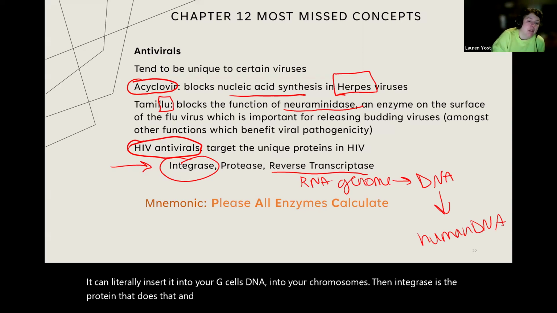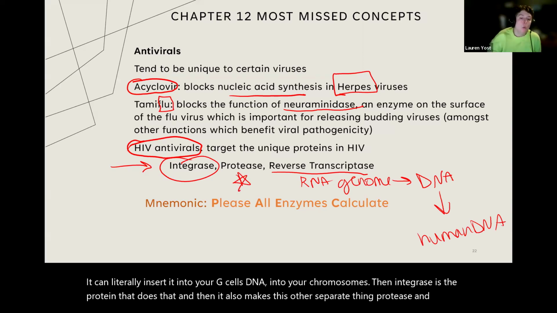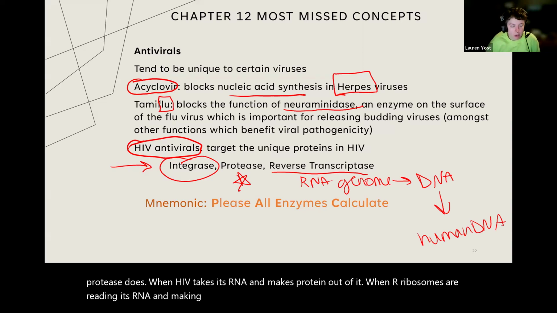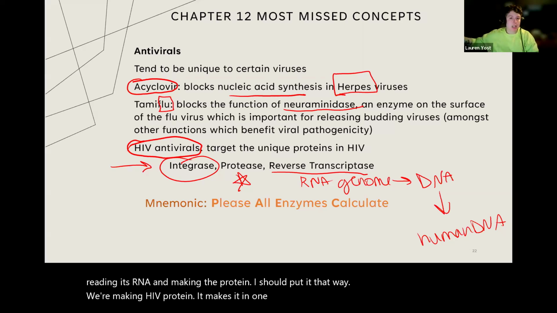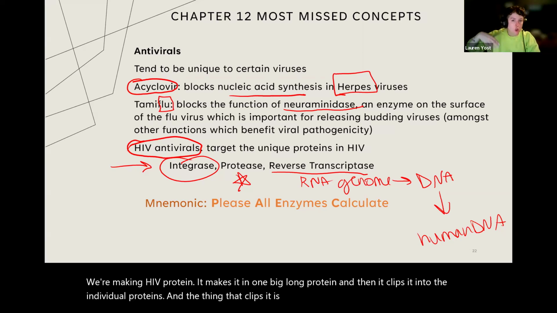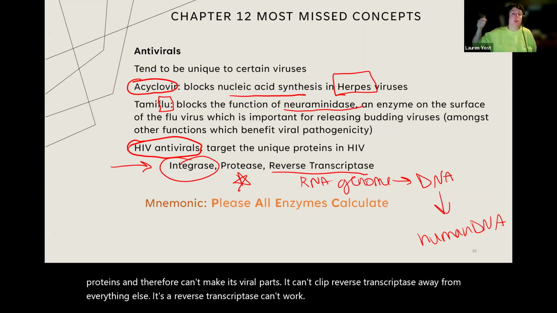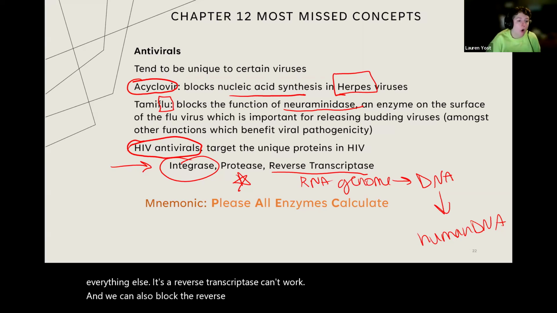And then it also makes this other separate thing, protease. What protease does: when HIV takes its RNA and makes protein out of it, when our ribosomes are reading its RNA and making HIV protein, it makes it in one big long protein, and then it clips it into the individual proteins. The thing that clips it is protease. So without protease, it can't clip its proteins and therefore can't make its viral parts. It can't clip reverse transcriptase away from everything else, and so reverse transcriptase can't work. And we can also block the reverse transcriptase itself or block the integrase from inserting the DNA into the cells.